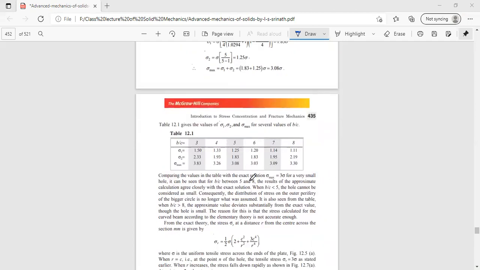If you compare the value of the table with the exact solution, sigma max equal to 3 sigma for a very small hole, it can be seen that for B by C becoming 5 and 8, the results of the approximate calculation have more or less agreed with the exact solution itself. Okay.